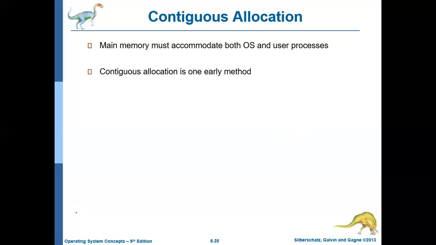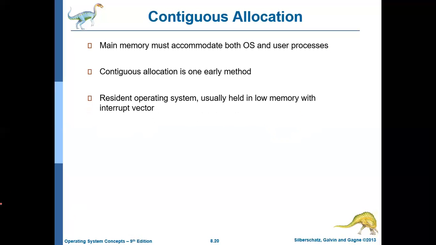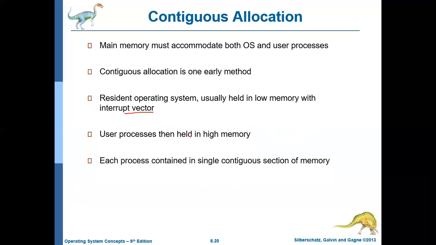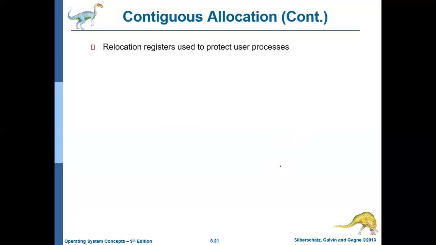Contiguous allocation is the early method of memory allocation. Normally the operating system and interrupt vector table occupy the lower memory, and user processes are held in the higher memory, that is, above the operating system. Each process is contained in a single contiguous section of memory. Now let us have a brief idea about memory protection.